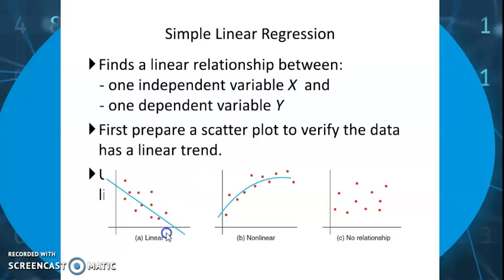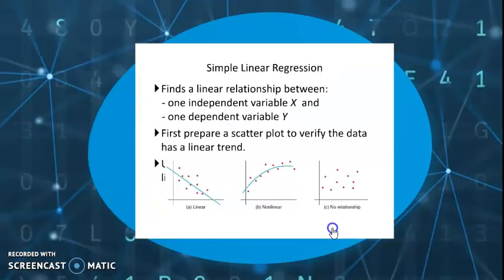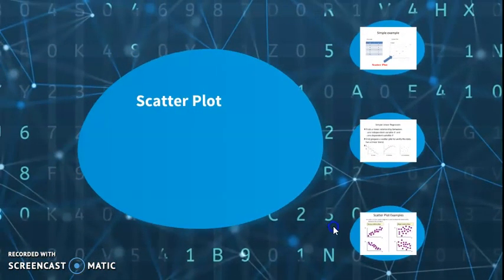So we have picked up three different scenarios here. In the first scenario, when I plot a scatter plot, we see that we could have a linear trend in the graph. In the second scatter plot, we see that I cannot have a linear trend in the graph. In the third scatter plot, we see that there is no relationship amongst the data points itself. So the scatter plot plays a major role whenever we are doing a linear regression model.